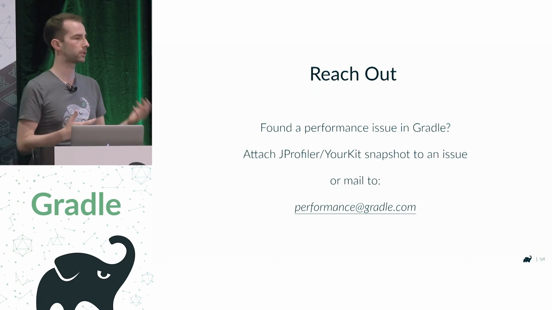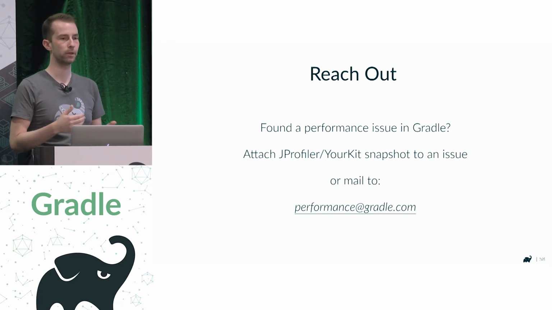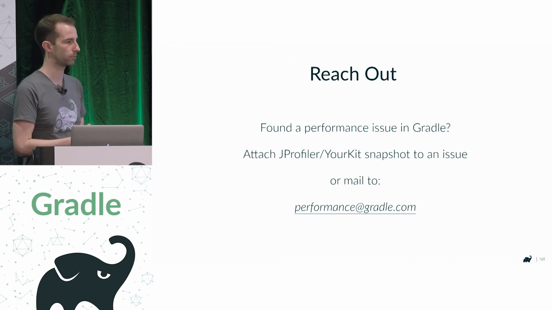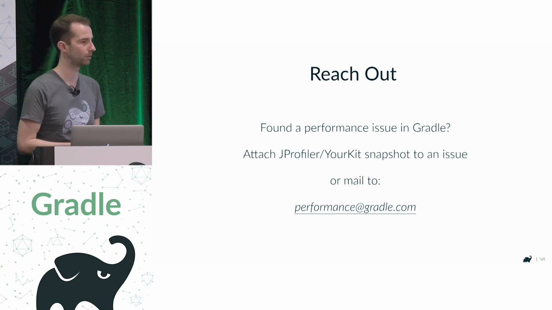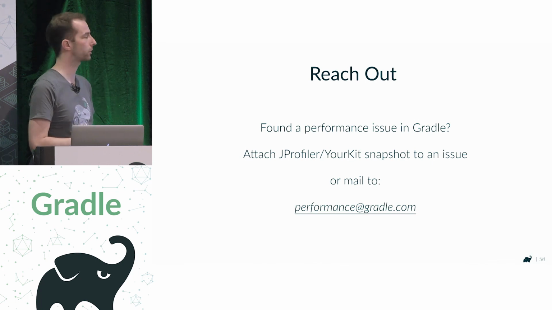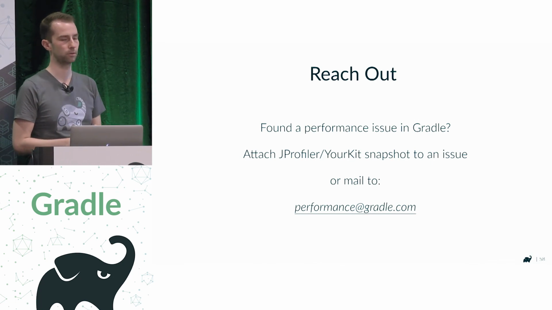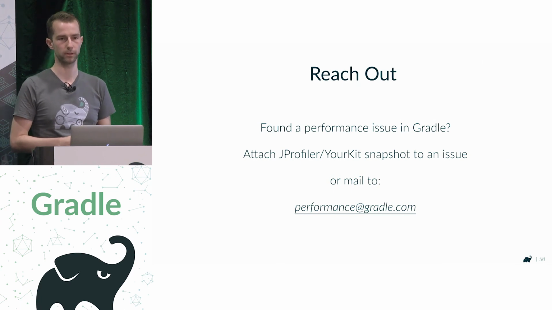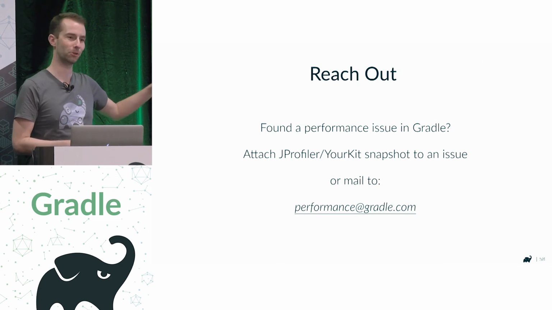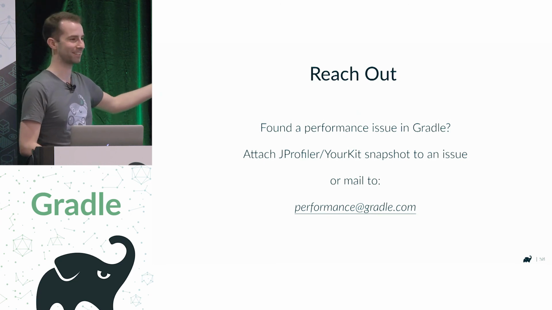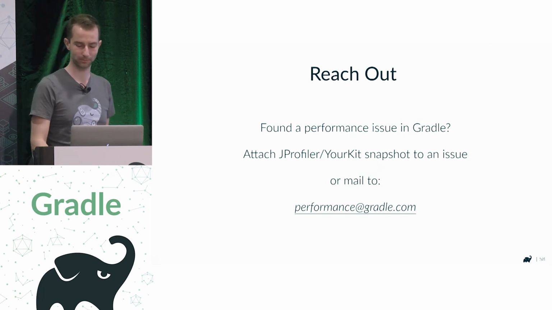And if you have optimized your build and you think there's nothing left on your side that's slowing it down, but it's still too slow, just send us a JProfiler or YourKit snapshot. Open a bug on GitHub, attach the snapshot, or if it's confidential, you can also send it to performance@gradle.com and we'll look into it. It's not a support channel, so don't expect an answer anytime soon. But if we find that this is actually a problem in Gradle, then we will just fix it and make it better for everyone.